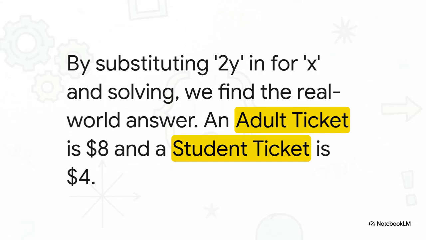Now that we have our system, we can use our substitution key. The second equation tells us x equals 2y, which is perfect for substituting. We plug that into the first equation, do the math, and it spits out a clear, real-world answer. Student tickets are $4 and adult tickets are $8.